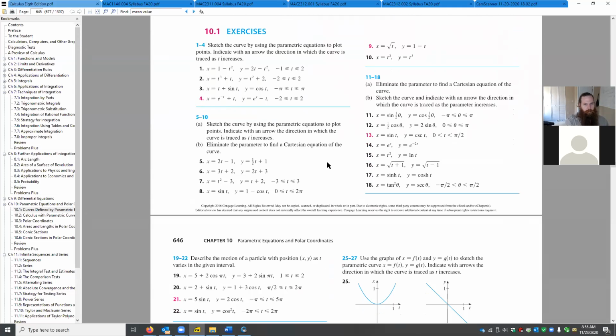I'm going to write down the problem and then I will. Oh no, let's do one of 11 through 18. Those look more fun. Yeah, those look much more fun. How about 14?